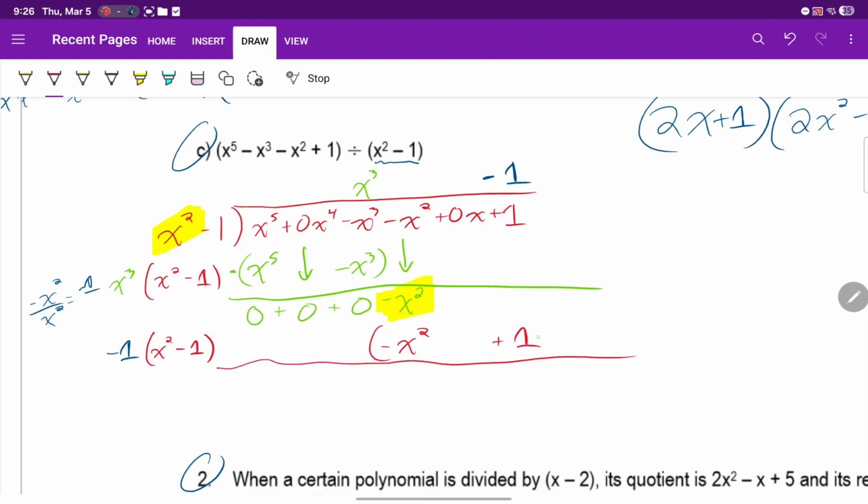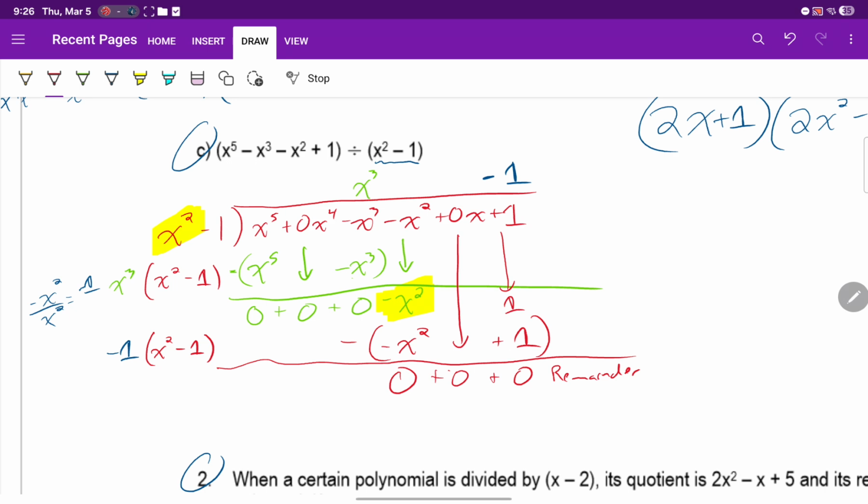I do my subtraction. Negative x squared minus negative x squared is 0. This 0 just comes all the way down, plus 0. 1 minus, so bring this 1 down. 1 minus 1 is 0. Remainder.